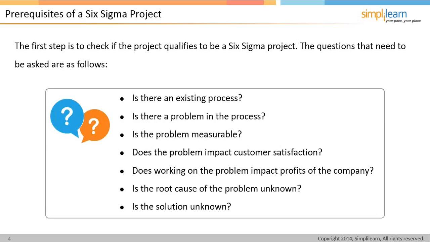Is the solution unknown? Now, if there isn't an existing process, then you probably wouldn't be looking at a DMAIC project. You'd be looking more at a design for Six Sigma project, where you need to go out and develop and create a new process. A lot of the same tools, just a little bit different roadmap. Is there a problem in the process? Well, I would think that if there wasn't, why would you want to work on that in the first place? Is it measurable?